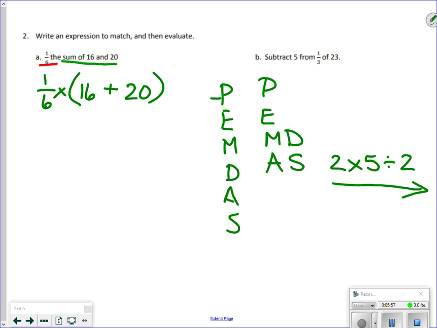Just the same as adding and subtracting. If I had 12 minus 7 plus 6, I don't do adding first because adding is first here on the chart. I go left to right because adding and subtracting are equal. And that's all I have in that number sentence. Does that make sense with Please Excuse My Dear Aunt Sally?